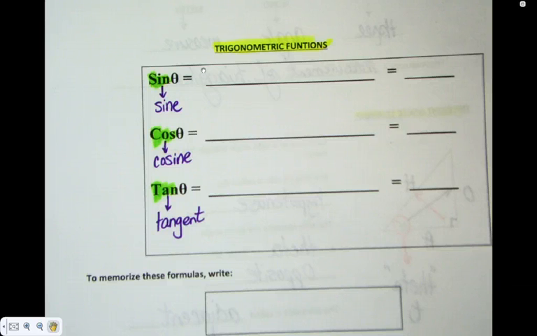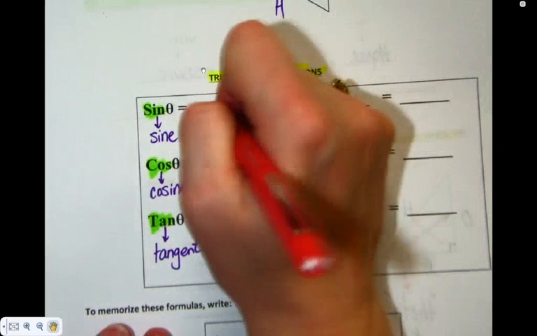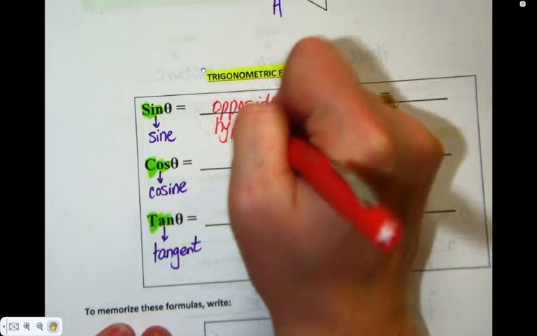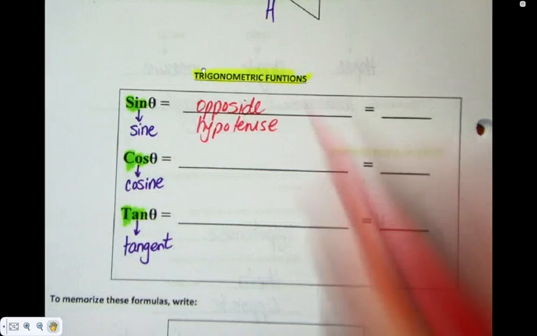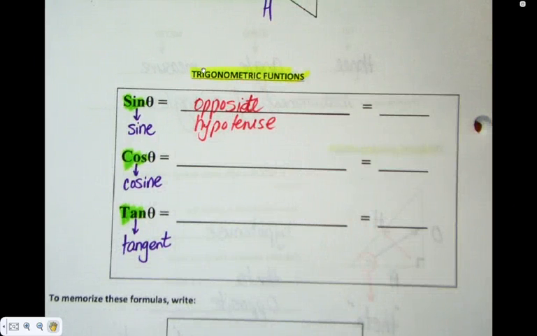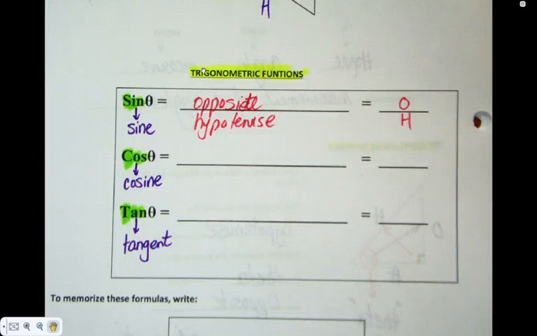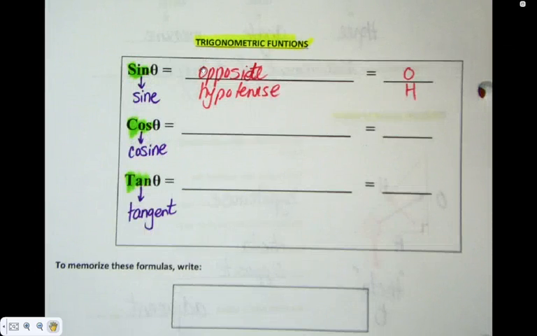These are sometimes called trig ratios, because a ratio is just a fraction. The sine of theta always equals the opposite side divided by the hypotenuse. The opposite side divided by the hypotenuse, that's what sine equals. You take the O, divide by the H. Yep, it's a fraction.